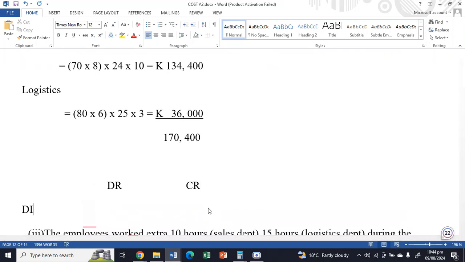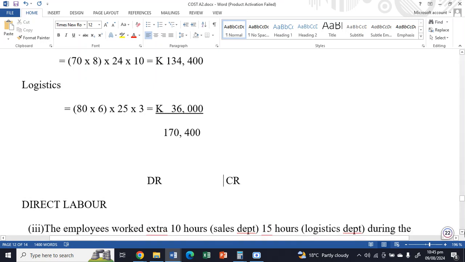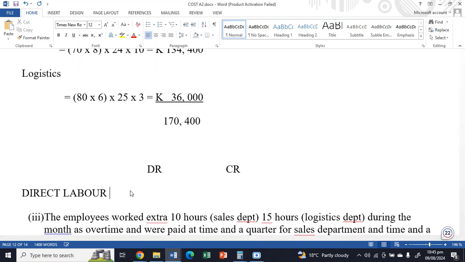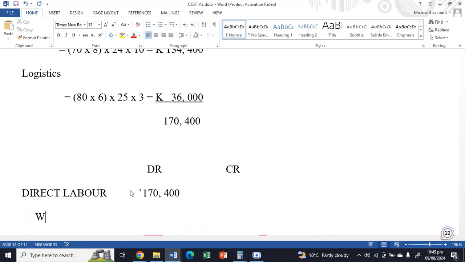You can debit direct labor cost. This is the expense we're incurring. If you remember from accounting, whenever you incur an expense, you debit it. So direct labor, 170,400. Then we credit the wages control account. This is what we're owing our workers in terms of direct labor. Any questions?